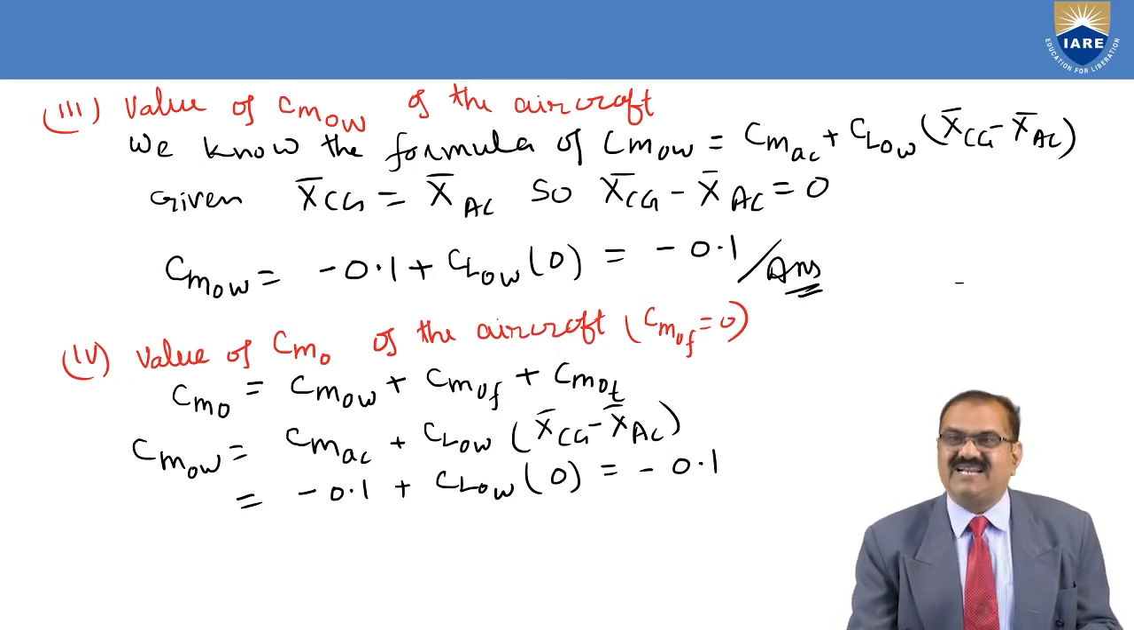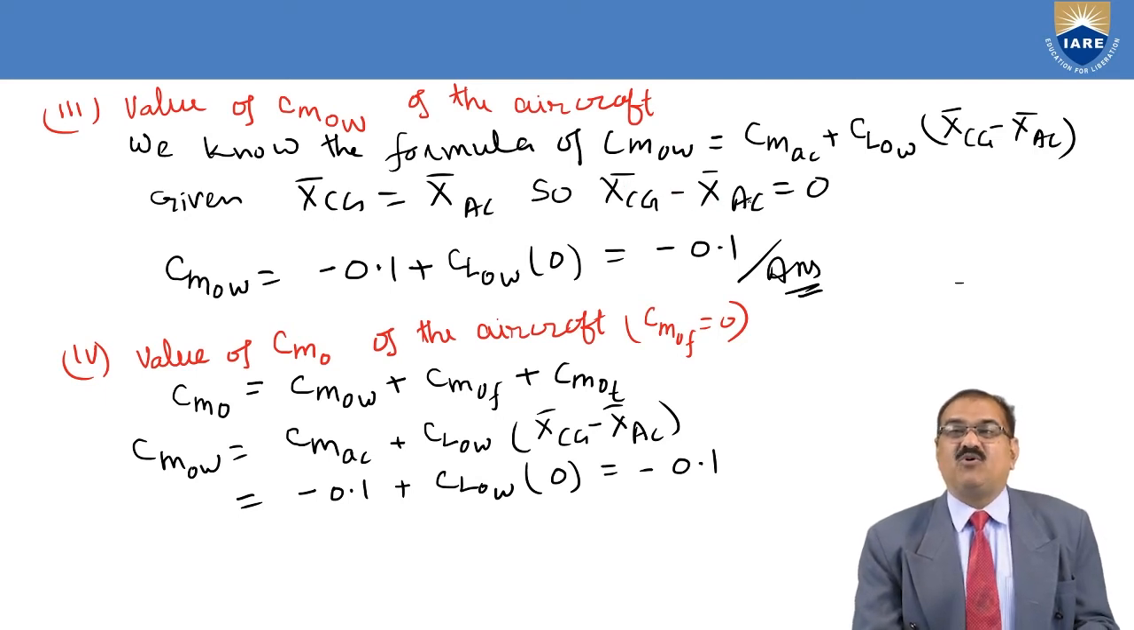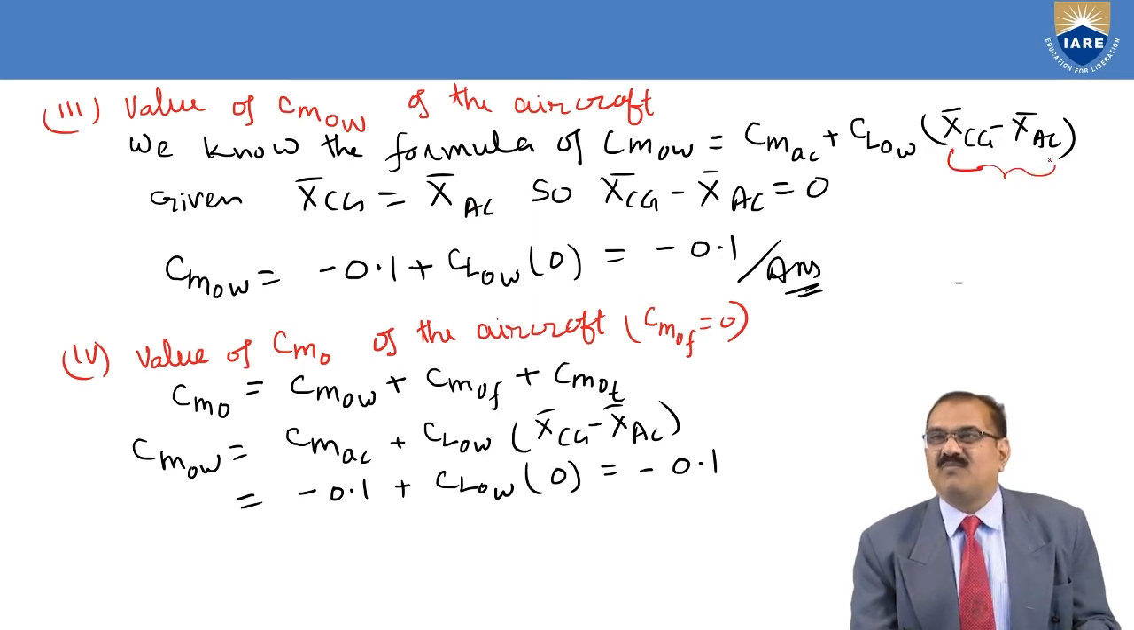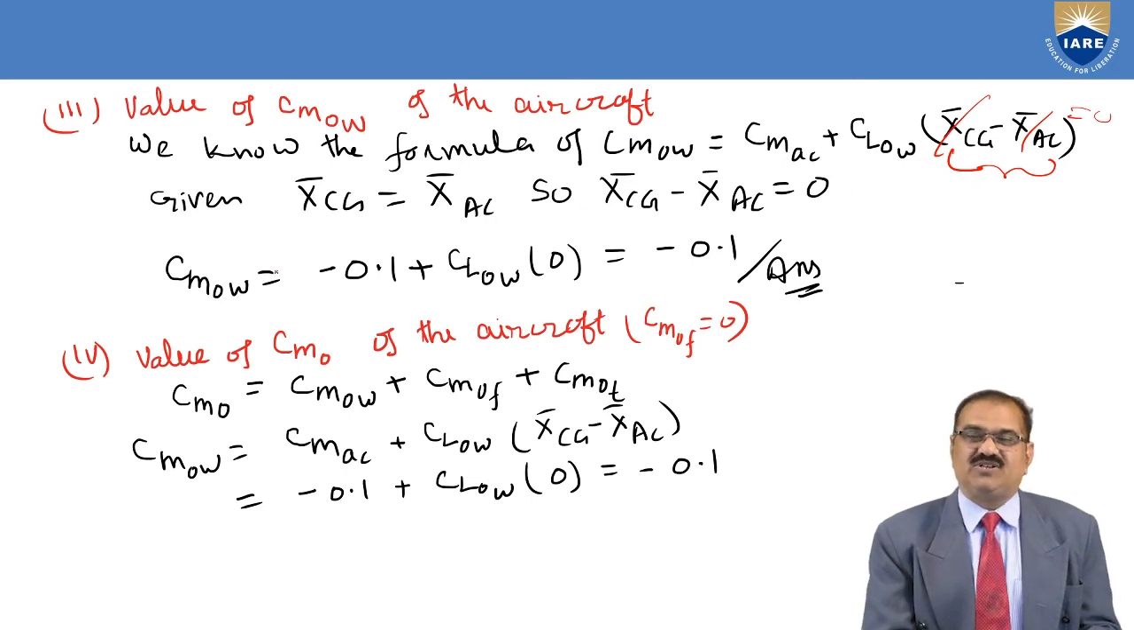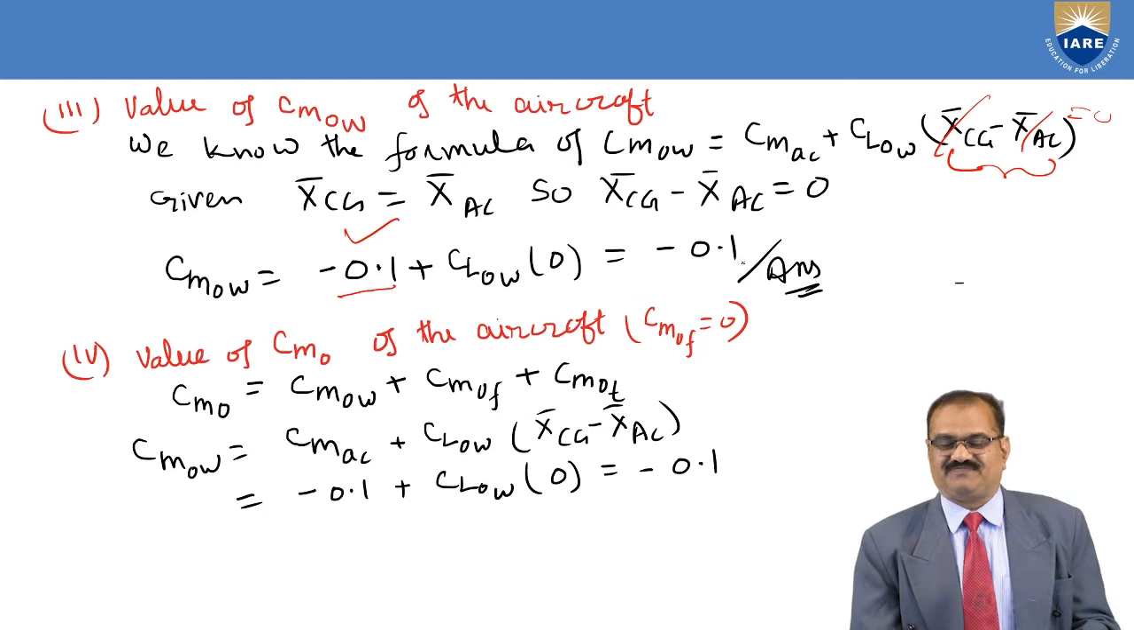So we know the formula that Cm naught W is equal to Cm AC plus CL naught W into (XCG minus XAC). So here XCG and XAC both are in the same place, XCG is equal to XAC. So this value is the same and this will be 0. So Cm naught W is equal to Cm AC. It is given minus 0.1 plus CL naught W times 0, so only this. So you will get Cm naught W is equal to minus 0.1.